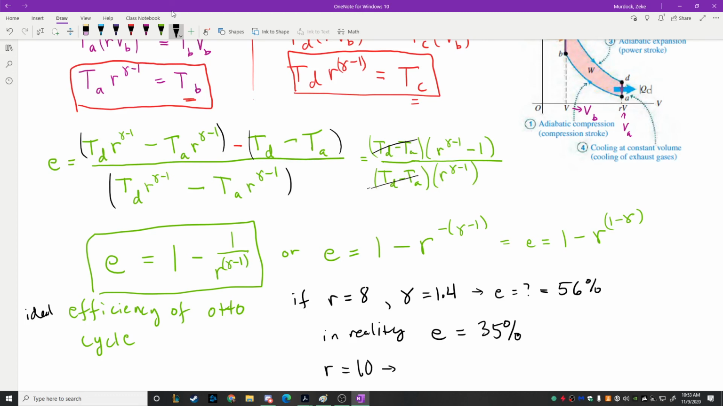Let's see what it is real quick, just so we have a number. Let's see how much more efficient it is. As I'm calculating this, I would ask the question, do you think there's a limitation? Why don't we just make these things so that they have a huge value of R? Again, R is the ratio of the volumes, how much it expands, basically. Yeah, it ends up being 60%. It's not much more, but it's a little bit more.